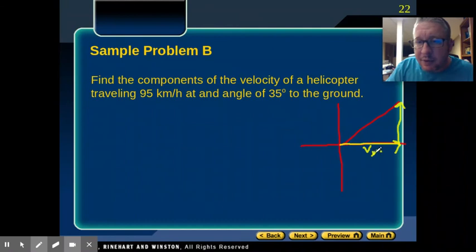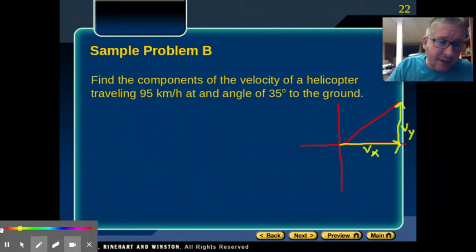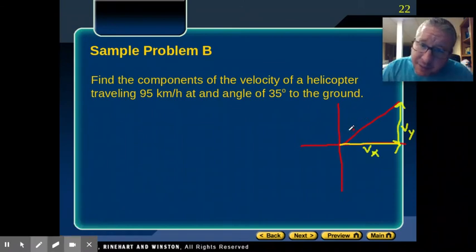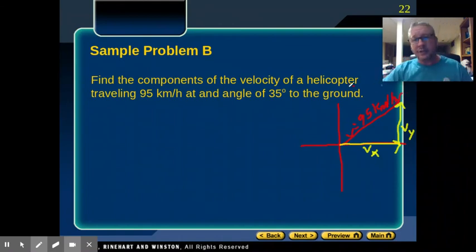And if I can draw that a little better, oh boy, this is our Vy. And again, now this is our resultant vector. And again, this is our V, okay? V is equal to 95 km per hour. This is going to be the longest part of the video, is me just trying to do this.